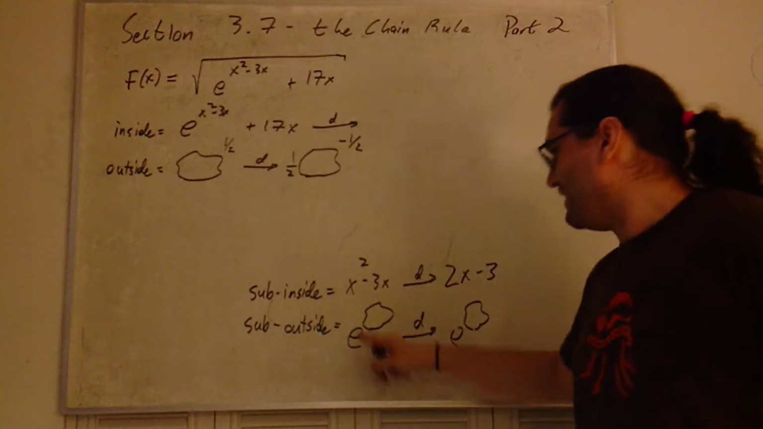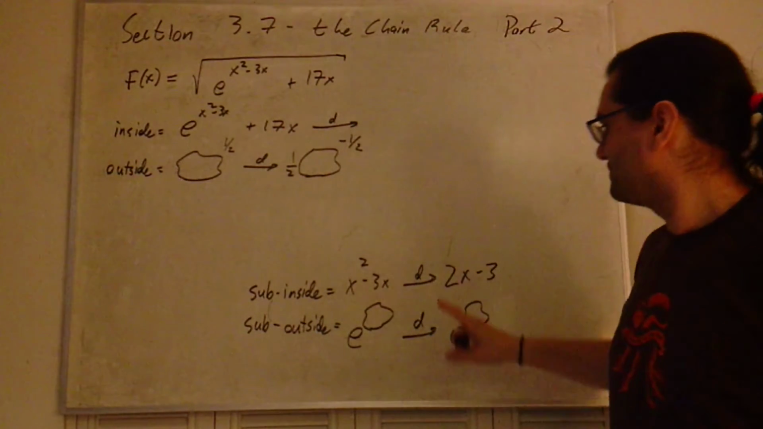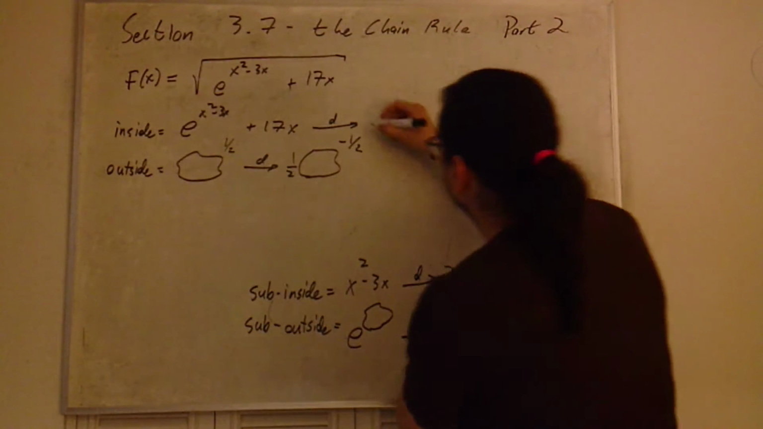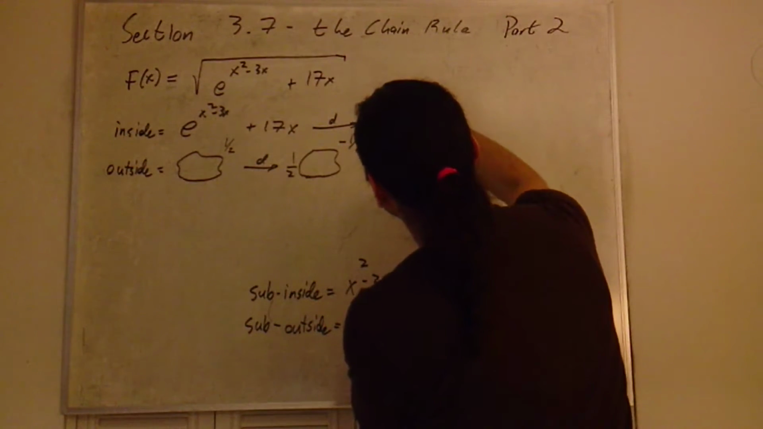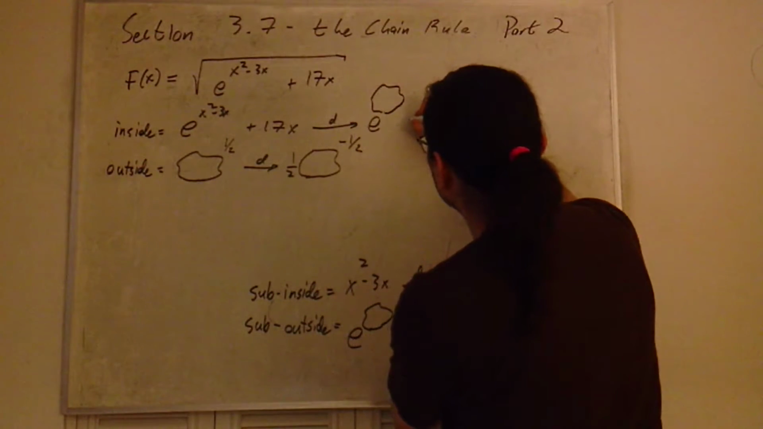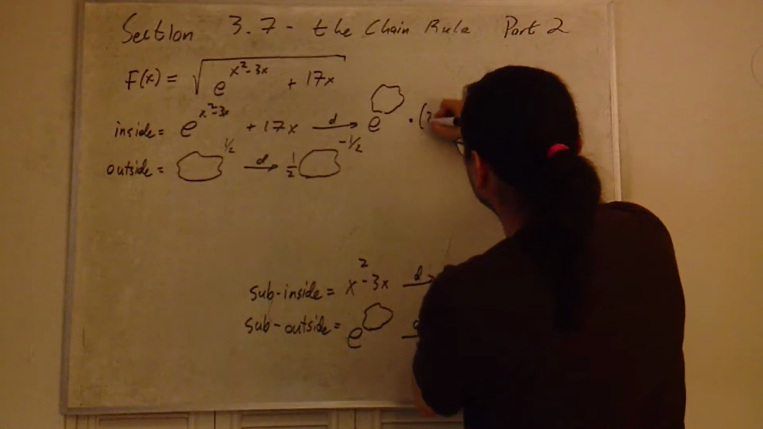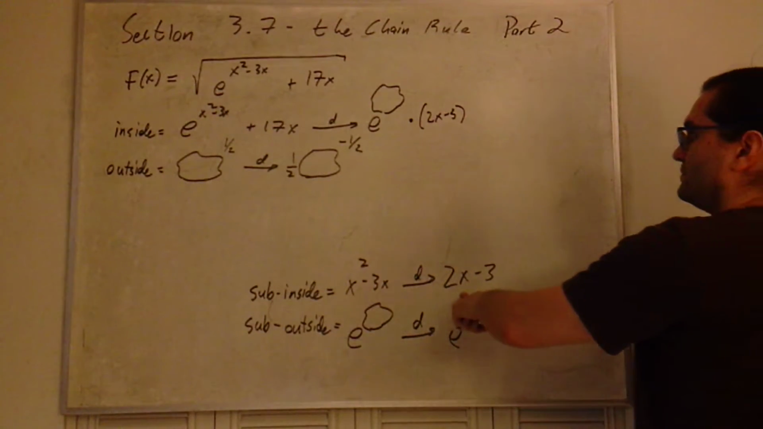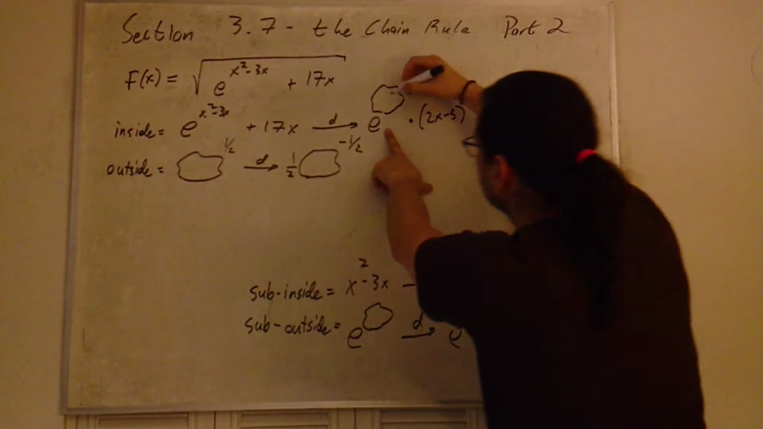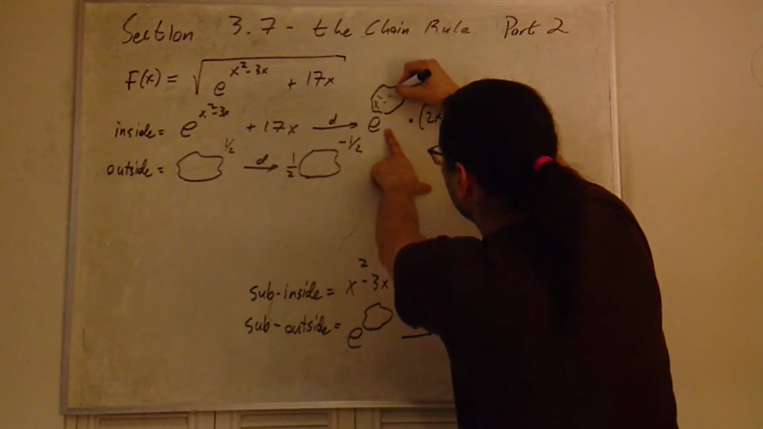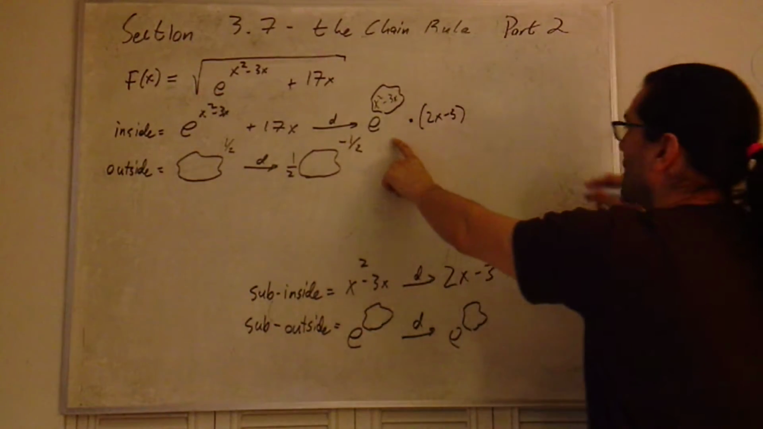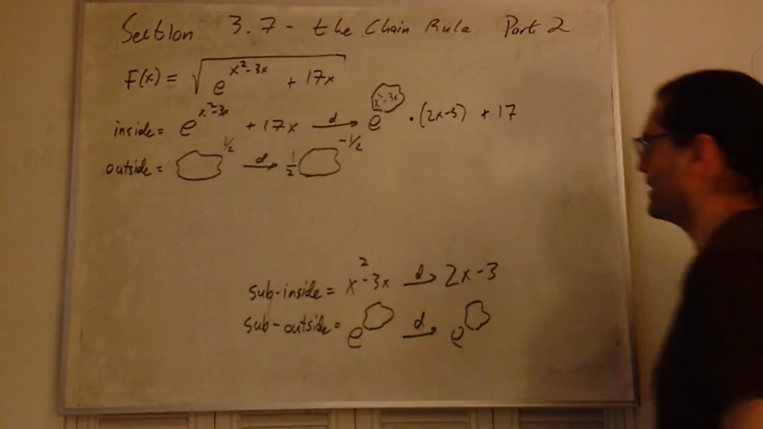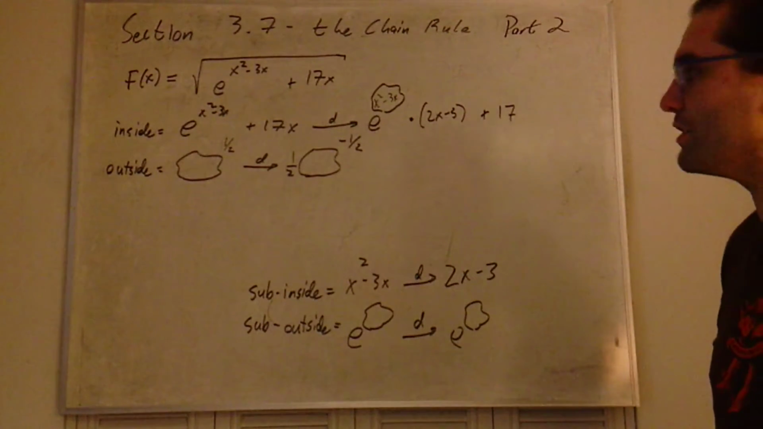The derivative of e to the x squared minus 3x should be e to the blob times 2x minus 3. The blob never changes, so this needs to be an x squared minus 3x. And then the derivative of 17x is just 17. That part can stay separate. I'm not super worried about it.